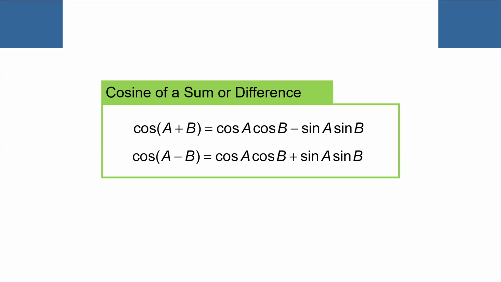Okay. The thing about cosine, it is going to be cosine, cosine, sine, sine. What changes is the operation in the middle. It's going to always be opposite. So if it's adding, then when you expand it, it's going to be subtracting. If it's subtracting, when you expand it, it's going to be adding. Got it? Did we do this last year? Yes, we did. Okay, it looks familiar. I just don't remember. We did.